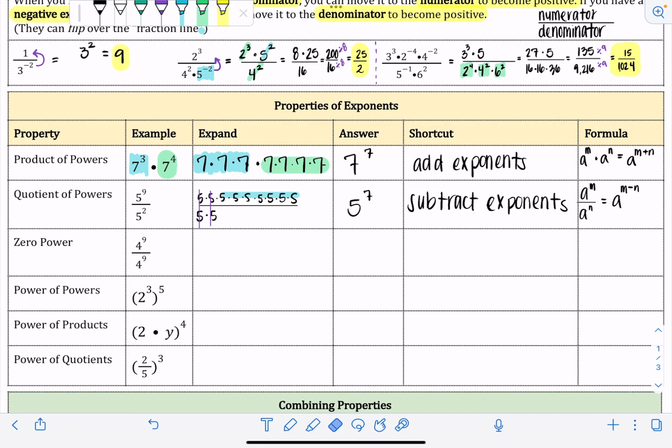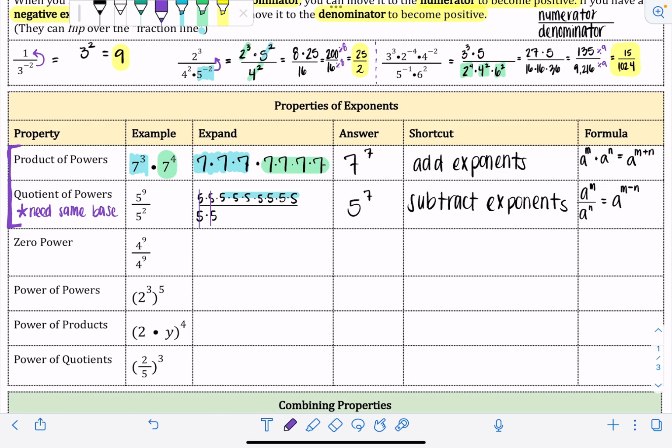Okay, so before we move on, it's really important that we know that those two properties need to have the same base. Notice the base on both of these was 7 and the base on both of these was 5. That has to be the case to use those properties. So leave a note that says need same base.